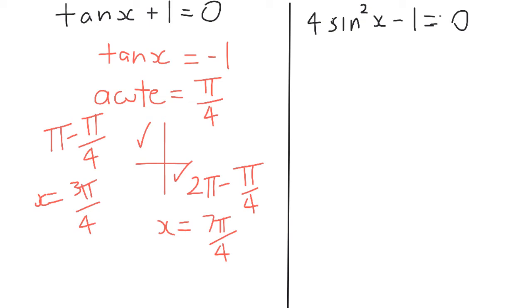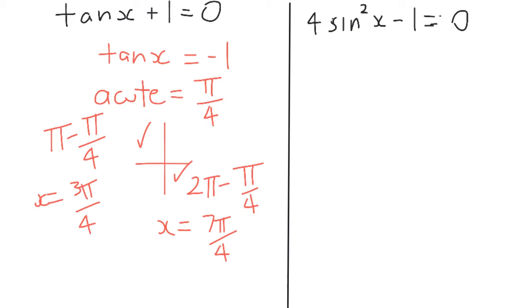Once we've found our acute related angle, we consider which quadrants I'm in and how do I find the angles in those quadrants respectively, using our 180 minus, 180 plus, and 360 minus for quadrants 2, 3, and 4 in degrees, and then pi minus, pi plus, and 2 pi minus in quadrants 2, 3, and 4 respectively in radians. Now let's do the same thing again here.